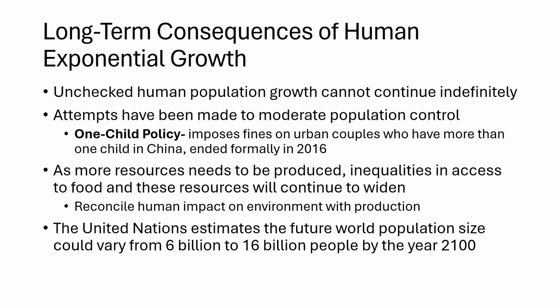But the United Nations is estimating that the future world population could vary from 6 billion to 16 billion by the year 2100. And the evidence that I saw for this tends to suggest that humanity is going to top out at about 9.6 billion people, and then we'll begin to decrease by 2100.